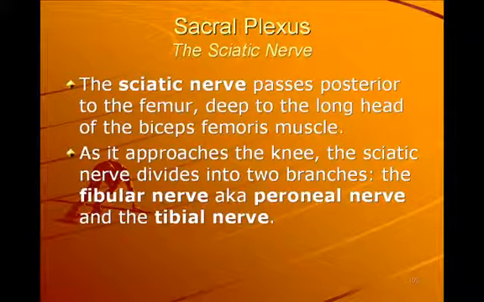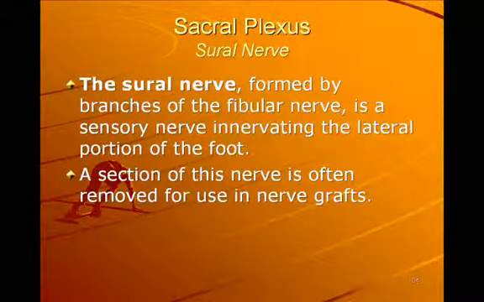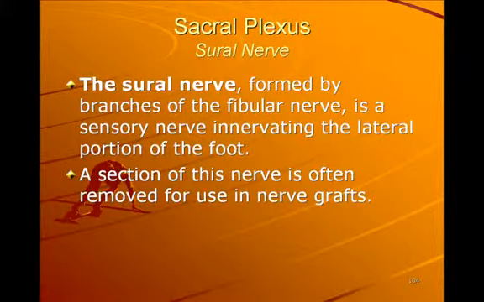The sciatic nerve passes posterior to the femur, deep to the long head of the biceps femoris muscle. As it approaches the knee, the sciatic nerve divides into two branches, the fibular nerve, also called the peroneal nerve, and the tibial nerve. The sural nerve, also a nerve I told you I wanted you to be able to identify, is formed by branches of the fibular nerve. It is a sensory nerve innervating the lateral aspect of the foot. This is a nerve that's usually removed for nerve grafts.